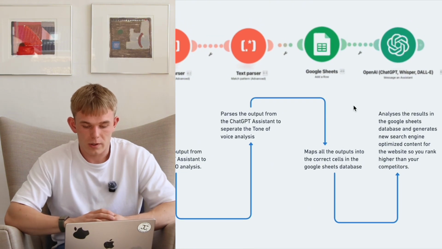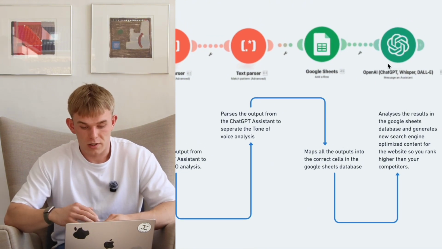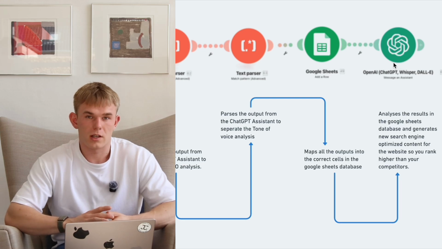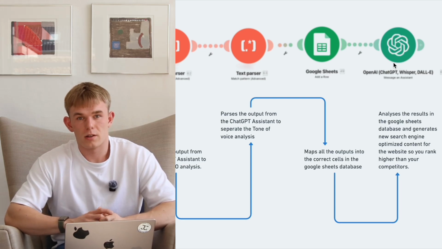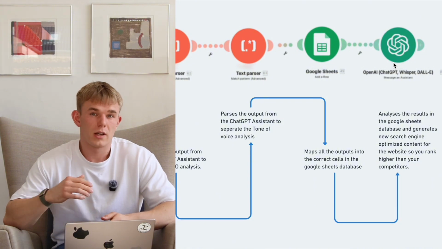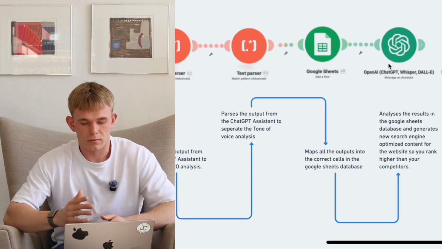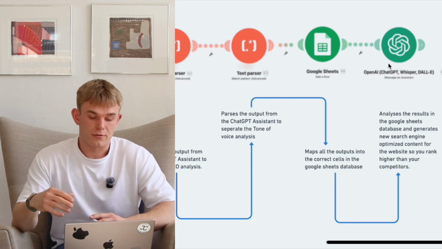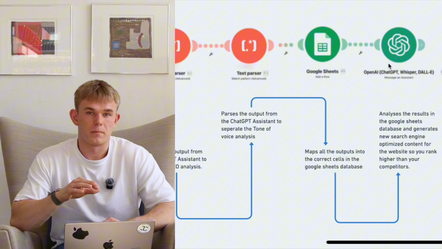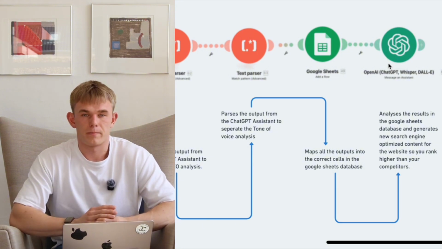And at the end here we have another ChatGPT OpenAI module, which is also message and assistant. Here we created an assistant for generating new SEO optimized content. This module generates new SEO optimized content based off of all the data we got in the Google Sheets database.